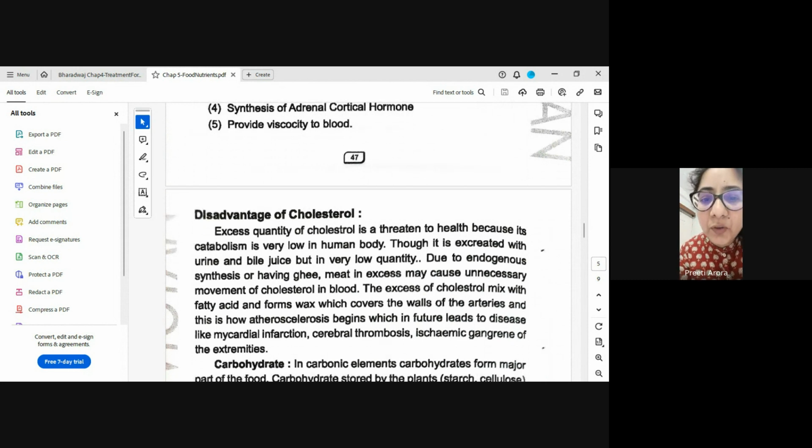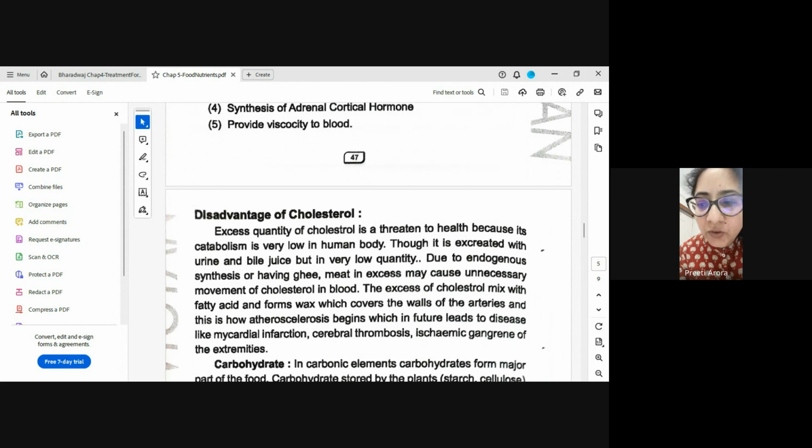So the elasticity of your vessels will also decrease, and the chances of the blood vessels rupturing also become very high. Hemorrhage happens only because of cholesterol and because the blood supply is very less in your arteries. It also covers your arteries, so it gives you an infarction type of situation, a thrombosis type of situation that we have already discussed.